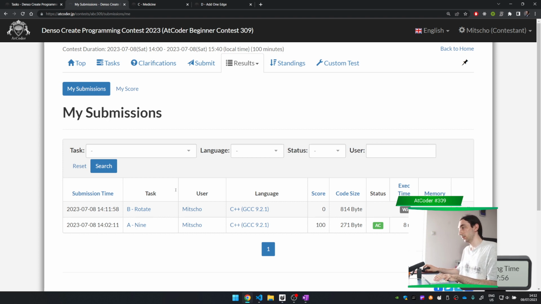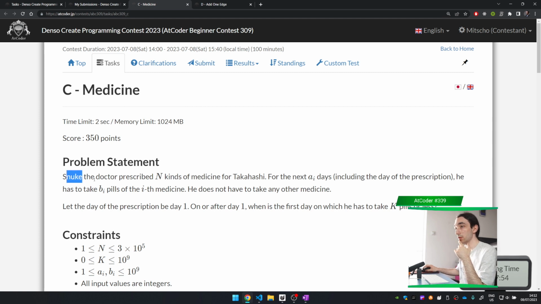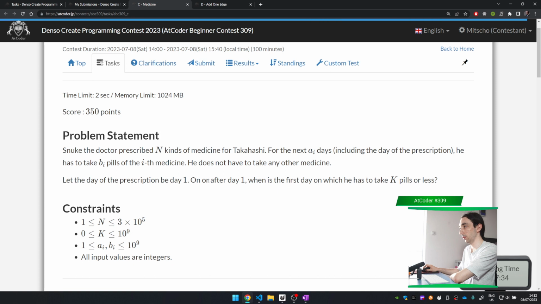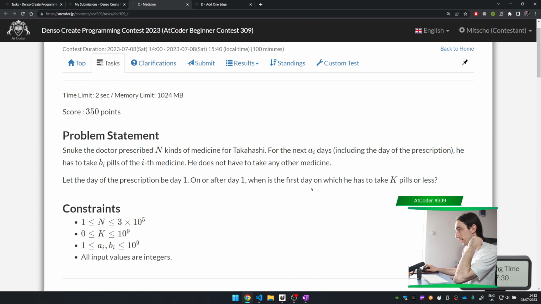Snuke, the doctor, prescribed N kinds of medicine for Takahashi for the next a_i days. He has to take b_i pills of the i-th medicine. He does not have to take any other medicine. Let the day of the prescription be day 1. On or after day 1, when is the first day on which he has to take K pills or less?